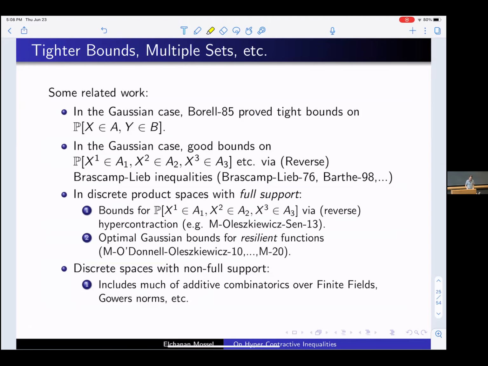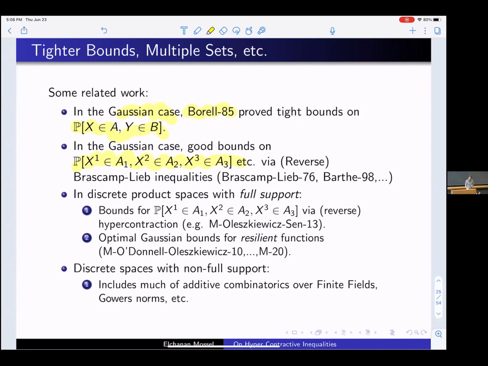Borell, in '85, in the Gaussian case, which we didn't talk about at all, proved tight bounds. Tight bounds mean the exact number, no logarithmic loss, nothing. It's a geometric bound for the probability that X is in A and Y is in B, and that bound is met by some sets A and B. In the Gaussian case, there are also bounds for multiple sets. I don't know how many of you have seen the Brascamp-Lieb inequality or the reverse Brascamp-Lieb inequality. They are of the same form as the hypercontractive inequality, but they include multiple sets.